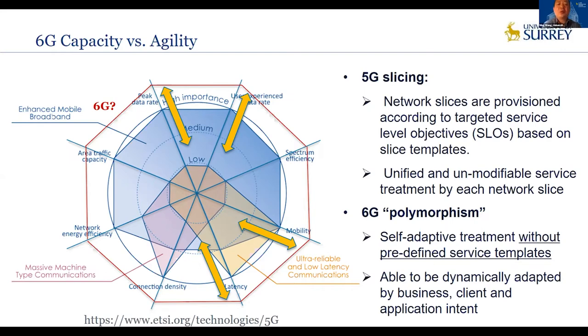So that is why we are looking at this concept of 6G polymorphism. It refers to the dynamicity of changing the shape, if you want, of these capabilities in different dimensions. That could depend on either the on-the-fly user intent or behavior or requirement, or the general meta environment. So what I can give as an example is as follows.